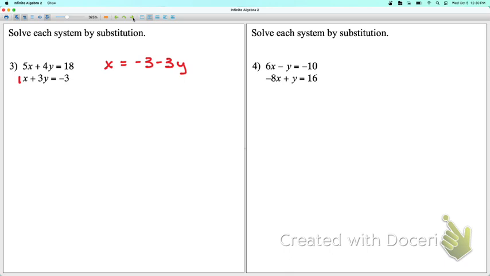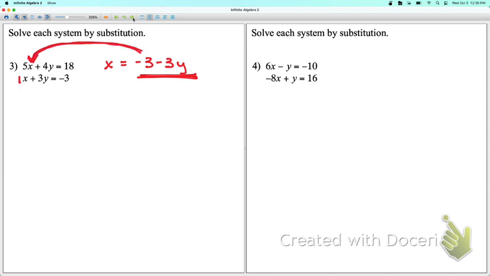Is that what I get when I move that y over? Okay, now x equals this. So guess what x replaces? That x in the other equation. This whole thing equals x, so we're going to put it right in there.